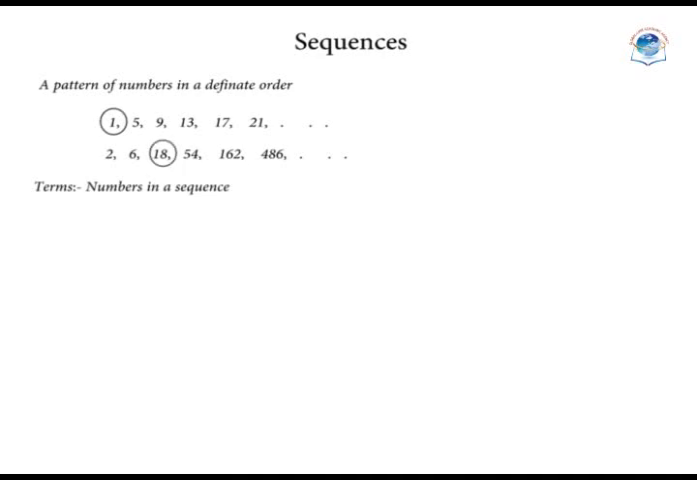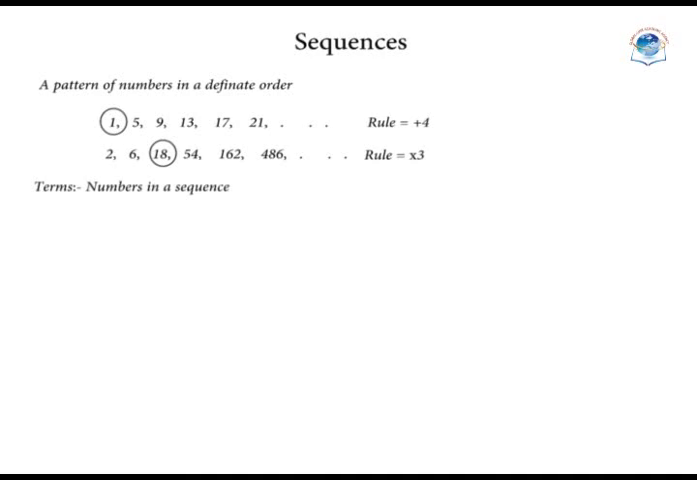For a pattern to qualify as a sequence, it must be governed by a rule that is consistent throughout the sequence. For the first sequence, the rule is adding 4 to each term to obtain the next term. And so 1 plus 4 is 5, 5 plus 4 is 9, 9 plus 4 is 13, and so on and so on. For the second sequence, the rule is multiplying each term by 3 to obtain the next term. So 2 times 3 is 6, 6 times 3 is 18, 18 times 3 is 54, and so on and so on.